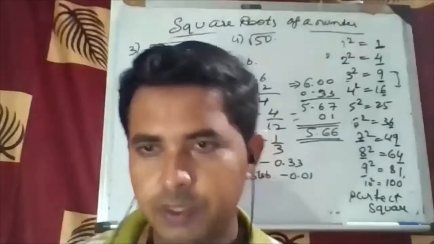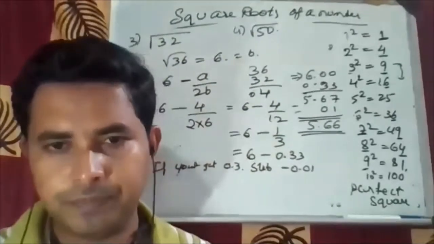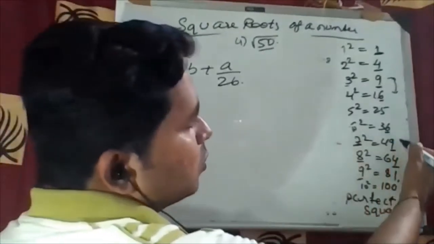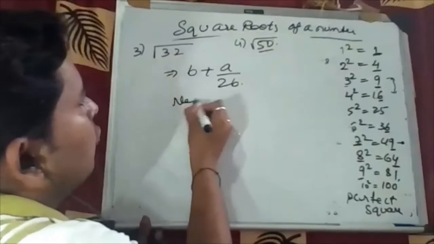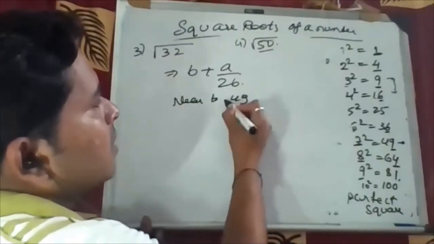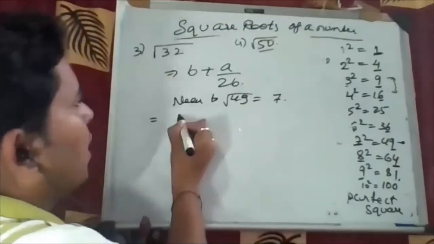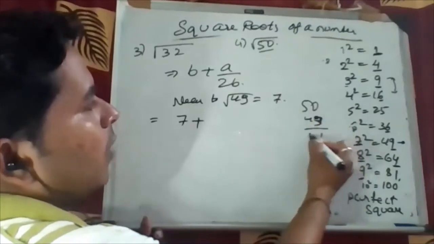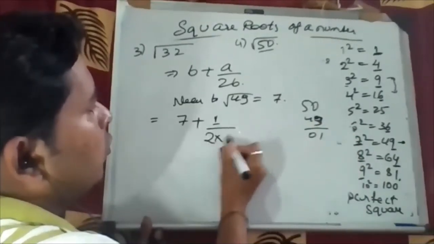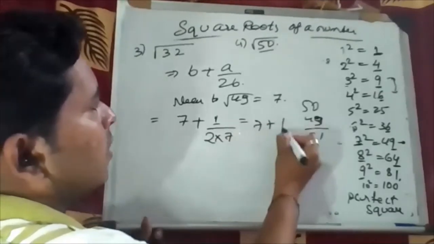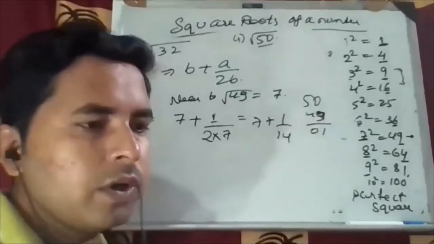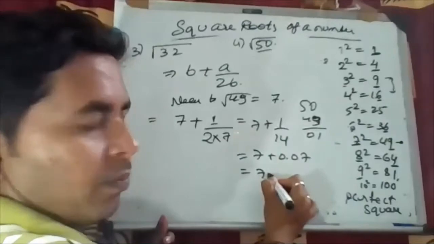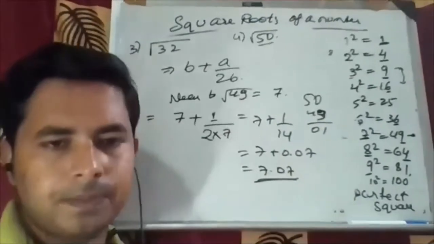Root of 50. This is also a non-perfect square. So tell me the square root of 50 now. 7.07 is the answer. So how? Here 50 is nearest to 49. Near to 49 means the square root of 49 is 7. So my b value is 7. What is 50 minus 49? 1. So here 1 divided by 2 into 7. So we'll get 7 plus 1 by 14. So 1 by 14 is what? We'll get 0.07. So your answer will be 7.07.